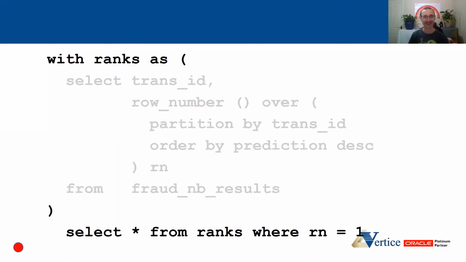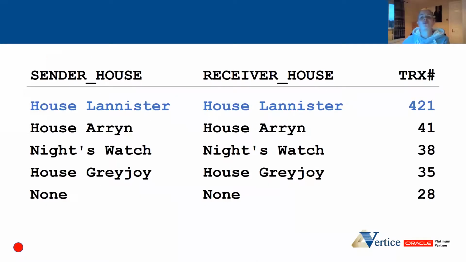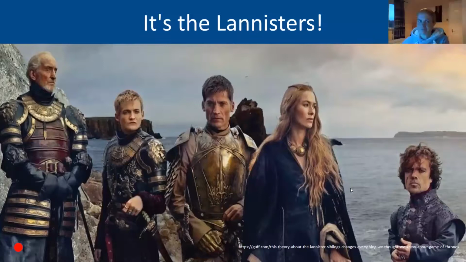What do we think? Oh, it's the Lannisters. Of course, it's the Lannisters. Yeah. Sat on the Iron Throne. Yeah, exactly. 10 times as many dodgy transactions as everyone else. Clearly, I think we need to get them in for questioning, right? Yeah, get them in. Alrighty then.